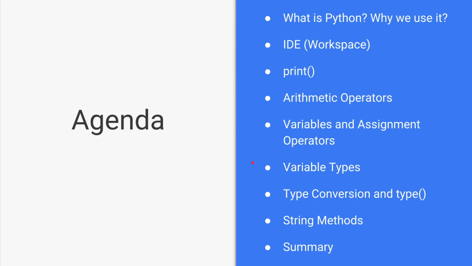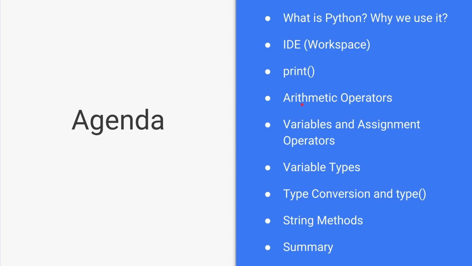The agenda of this lesson is to learn what Python is and why we use Python. Then what an IDE is. An IDE stands for integrated development environment. It's basically our workspace, and we're going to look into this in more detail later. We're also going to look at the print function in Python. We'll create a simple script in our development environment and showcase what the print function means and does in Python.